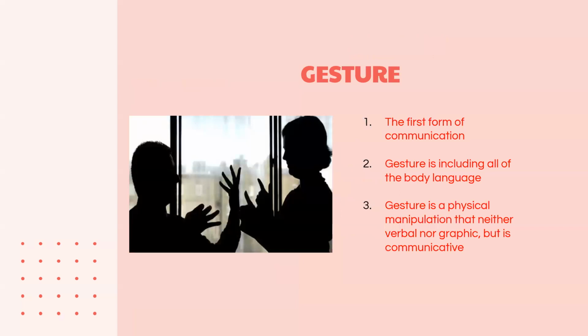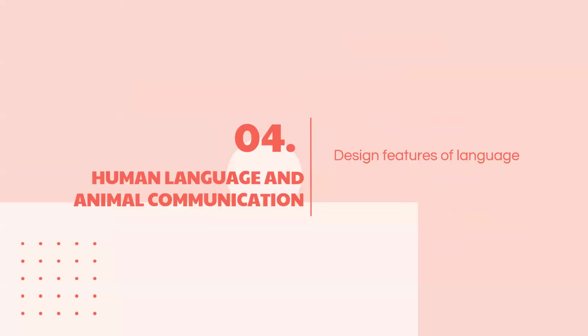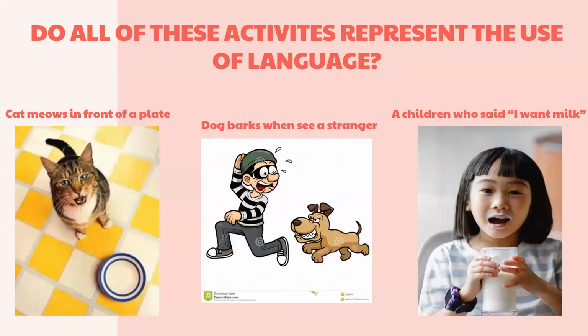And then the last one is gesture. Gesture is the first form of communication, and it includes all of the body language. Gesture is a physical manipulation that is neither verbal nor graphic, but is communicative. So we cannot say that gesture is a verbal communicative system or a graphic communicative system. Gesture is a gesture. Gesture is basically used by disabled people to communicate. And then the last topic is human language and animal communication.